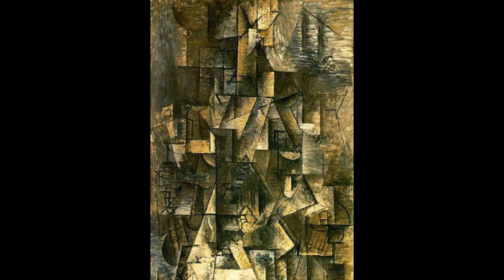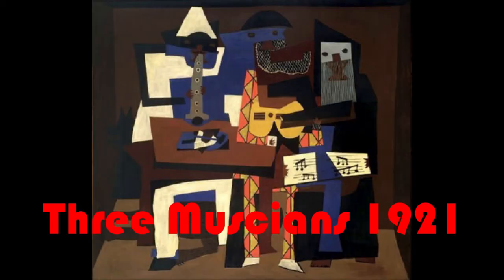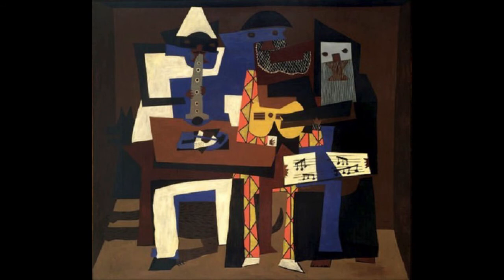Picasso would continue using analytic Cubism and continue to distort the forms until, like Georges Braque, they were indistinguishable. But later, around 1912 to 1914, synthetic Cubism came about. It is considered the later phase and is characterized by simpler shapes and brighter colors. Synthetic Cubist works also often include collaged real elements such as newspapers.